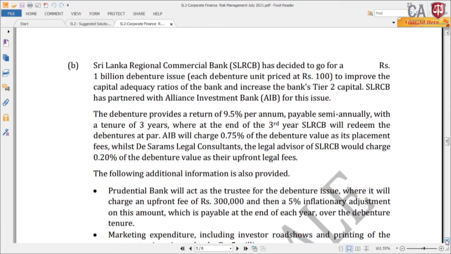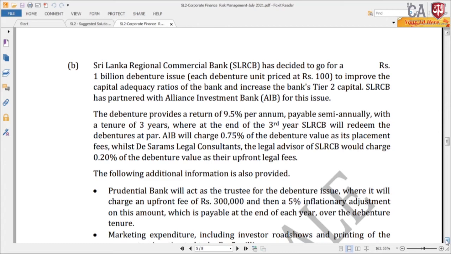It's about a company, a bank. Sri Lanka Regional Commercial Bank has decided to go for a 1 billion debenture issue. Each debenture unit is priced at 100 rupees. So 1 billion is the total value. So you can find out how many debentures are involved here, to improve the capital adequacy ratio and meet the banking requirements.